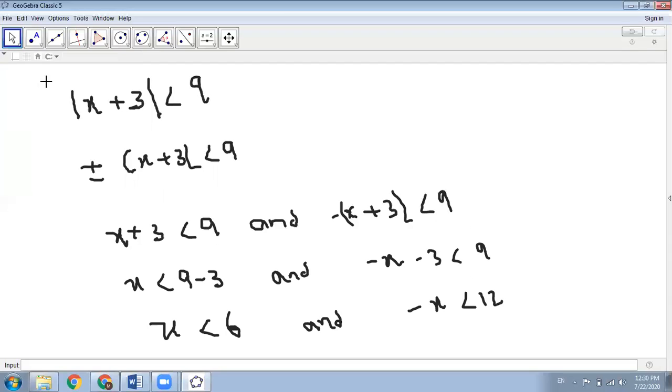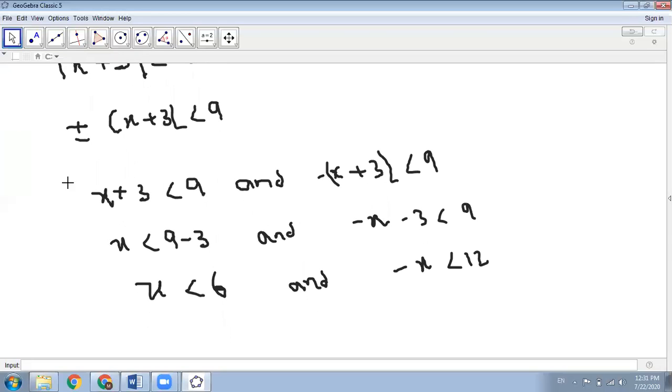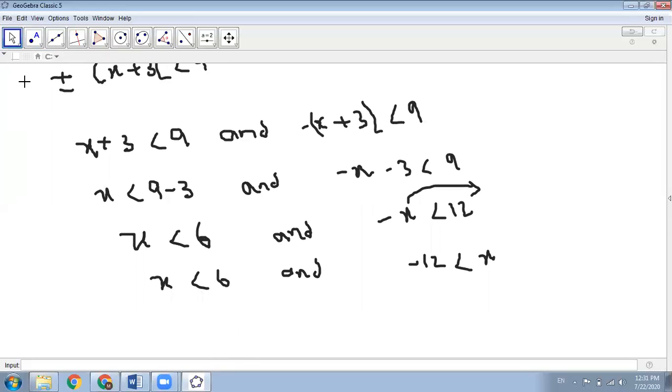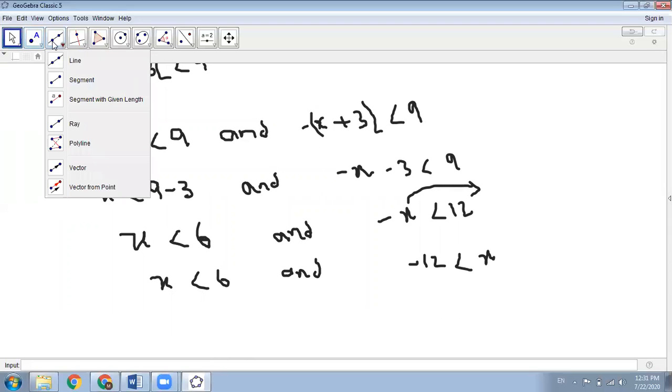Now we have to remove this negative sign. It means that we have to move minus x to this side and 12 to this side to make the coefficient of x positive. So x less than 6 and minus 12 less than x. This is because we move this x to this side. So now we again represent the solution on a number line. We draw the number line.